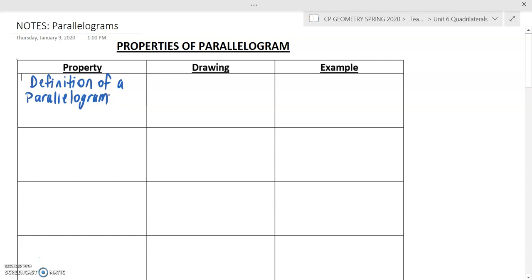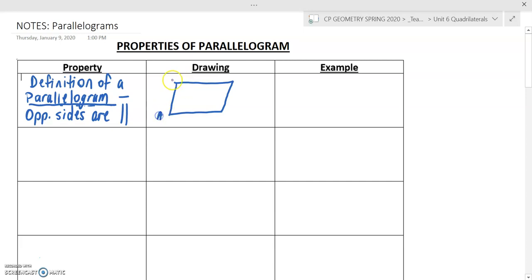And the definition of a parallelogram says opposite sides are parallel. And I'm just going to use our symbol for parallel. Okay, so here is a drawing. We tend to make a parallelogram almost like a slanted rectangle, if you will.